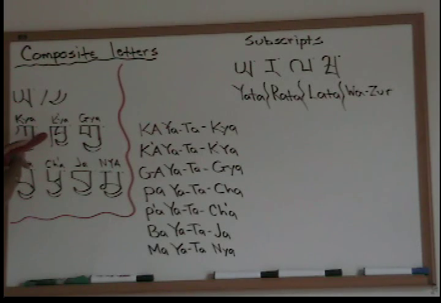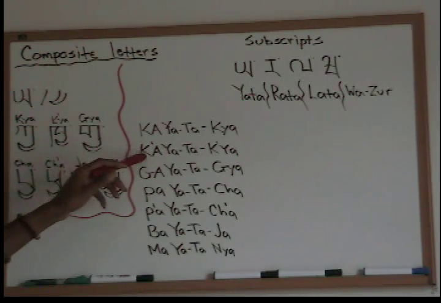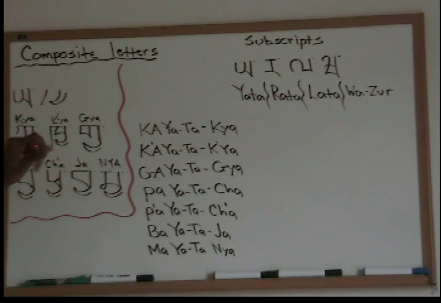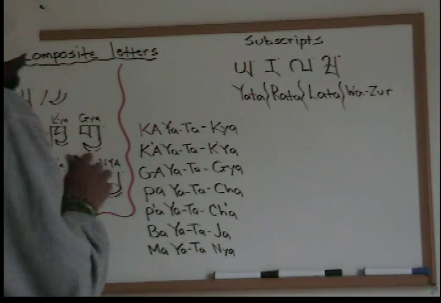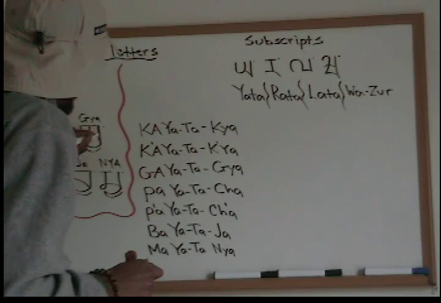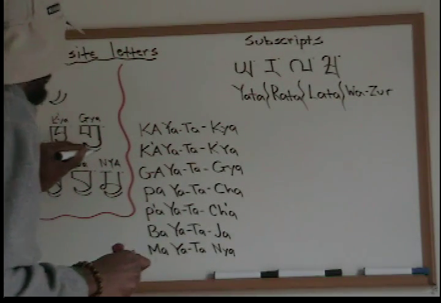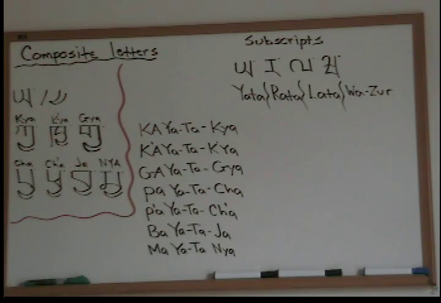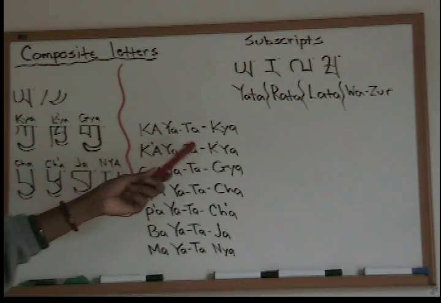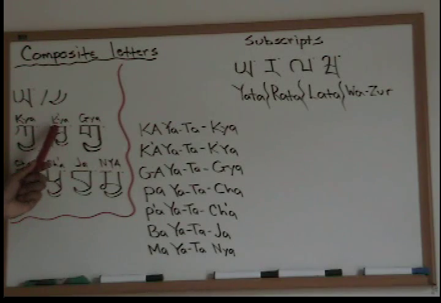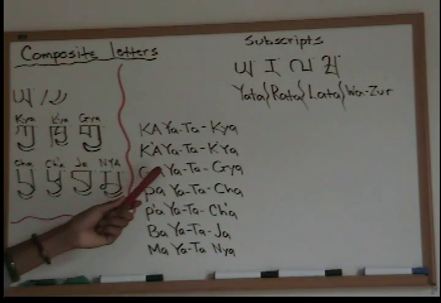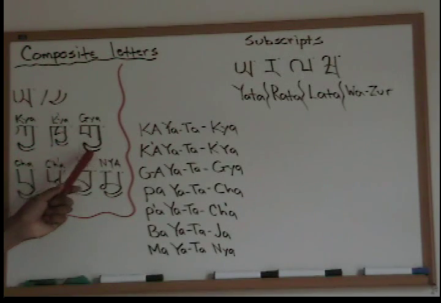And the next one, ka, right? So we have ka, yata, kya. Let me fix this. You have to make sure you put the ya on the letter and curve it like that. Oh, this is on the wrong letter. So ka, yata, kya. Next letter will be ga, yata, gya. Okay, hope that makes sense.